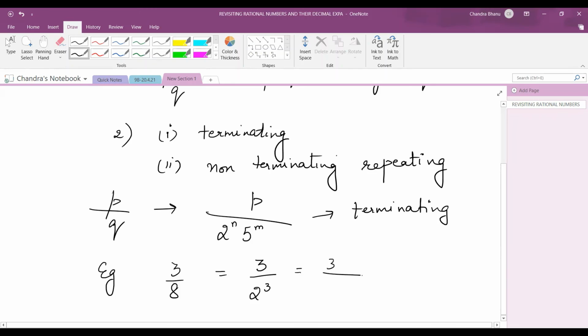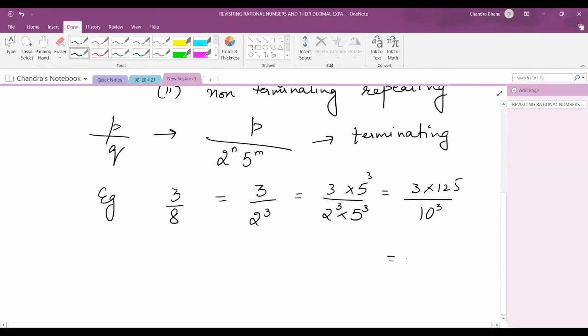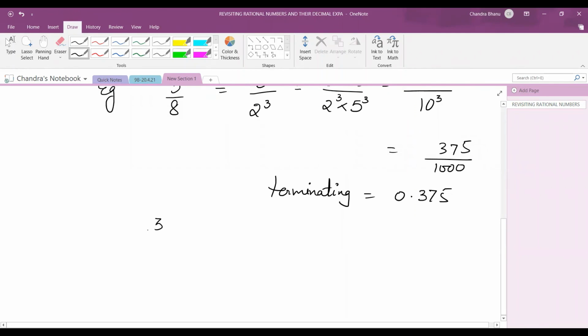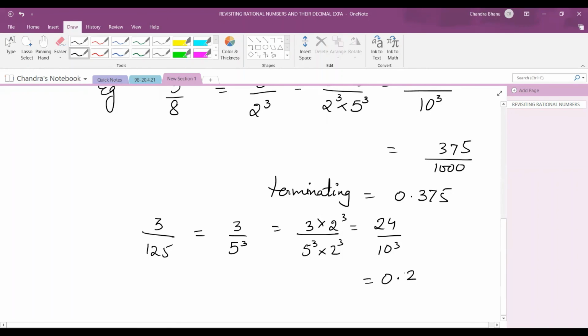Let's see how. I can definitely make my denominator 10 cube by multiplying the numerator and denominator by 5 cube. So my denominator will be 10 cube and my numerator will be 375 upon 1000, which is definitely terminating. So if my denominator is just a factor of 2, then also it is terminating. If it is just 5, let's check 3 upon 125. This I can write as 3 upon 5 cube. Again, I can make my denominator a power of 10 by multiplying numerator and denominator by 2 cube. So it will be 24 upon 10 cube. So again, it is terminating, 0.024.